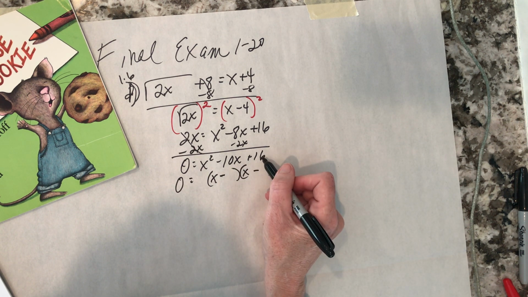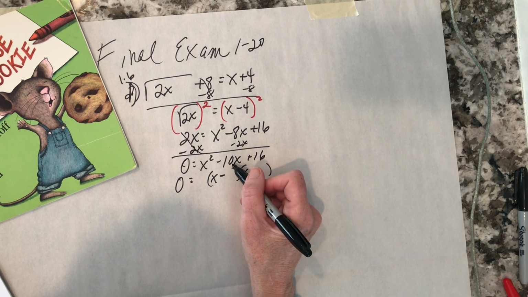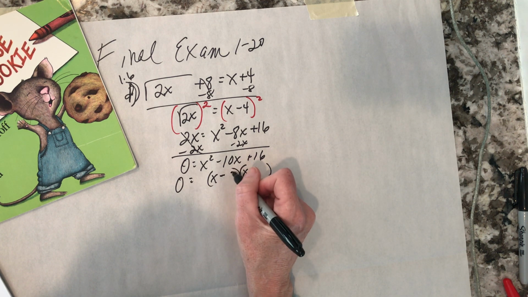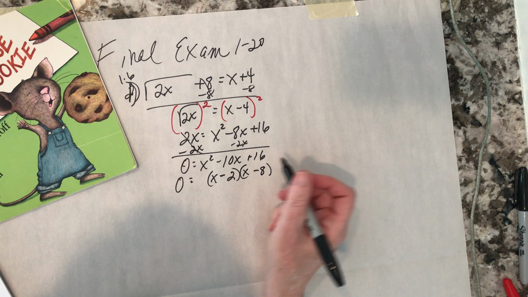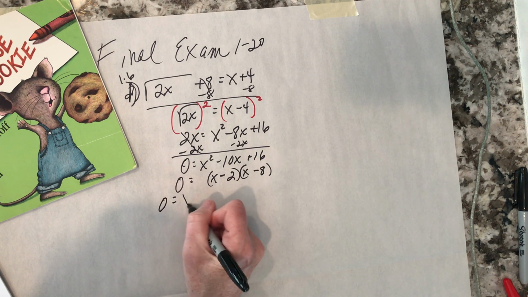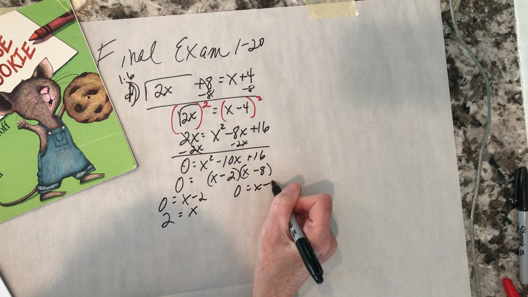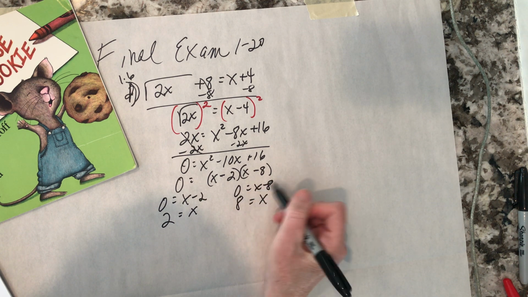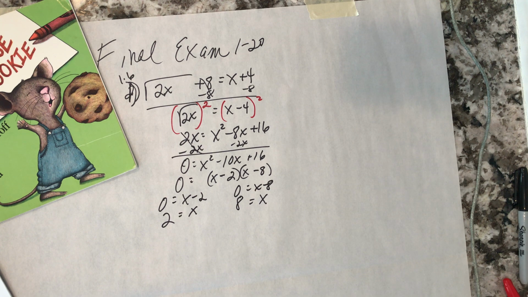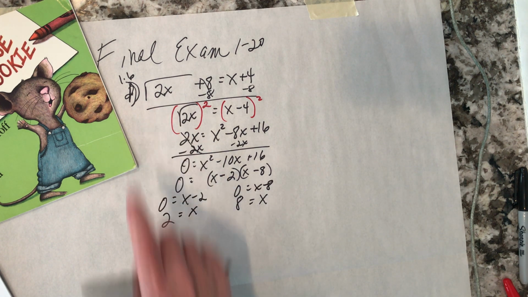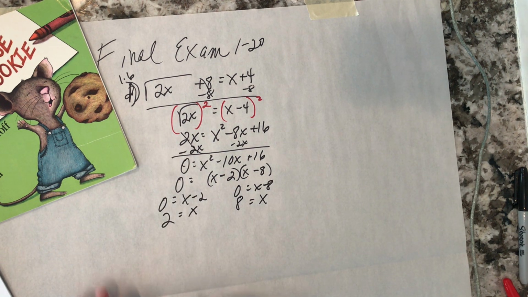And then what 2 numbers multiply to give you 16 that add together to give you 10? It's 2 times 8 and 2 plus 8. And then use the property that allows you to separate them out. We get those 2 answers. I'll remind you that if you've got a radical in the original problem, you have to check your answers.